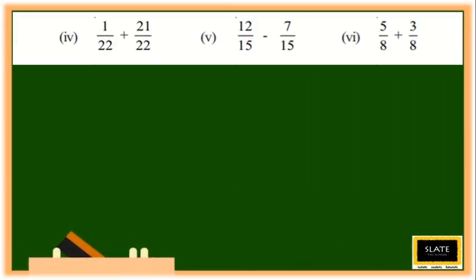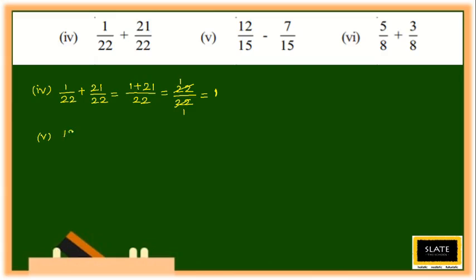Next, fourth bit. 1 by 22 plus 21 by 22. Again, they are like fractions, so keep the common denominator, that is 22. So add the numerators, 1 plus 21. 1 plus 21, how much? Yes, 22 by 22. Now observe, numerator and denominator are the same, so 22 ones are 22, 22 ones are 22. So it can be written as 1 simply. The answer is 1.